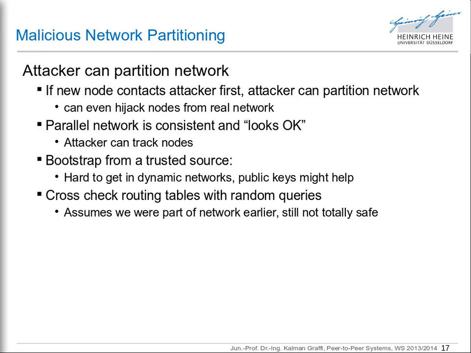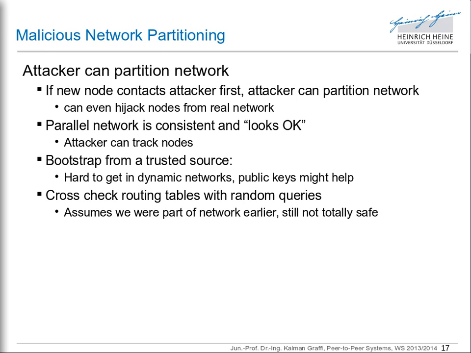Here we have an Eclipse attack where the attacker can partition a network. This attack type I already mentioned, so I go fast through this slide. If the new node contacts an attacker first, the attacker can partition the network. The attacker can even hijack nodes from the real network. The parallel network is consistent for the honest node, and it looks okay for it.